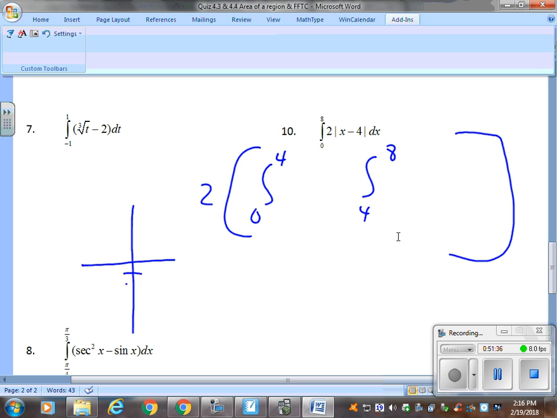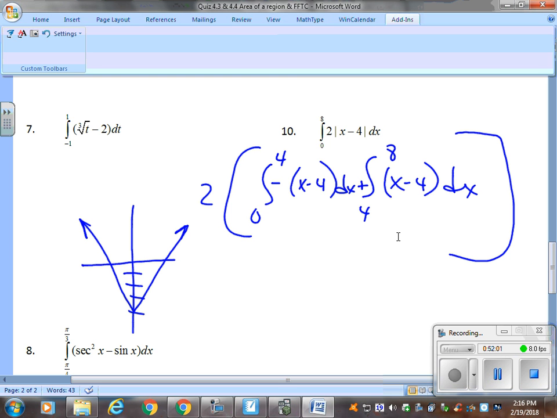Then, if you graph this, this is your graph. If you put 2 absolute value of x minus 4 in your calculator, it looks like this. This side has negative slope. So this is the one that had the negative slope, and this side did not. It doesn't matter when you put the 2 in, it gets doubled sometime.